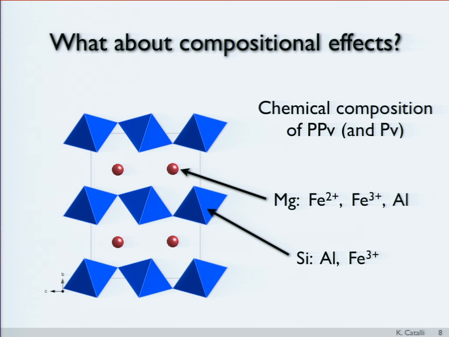So here we see the structure of post-perovskite again. I'm sorry, I should have mentioned this earlier. Here we have silicon-oxygen octahedra, and then we have magnesium atoms in between in these layers. And you can actually substitute ferrous iron, ferric iron, and aluminum in for the magnesium. And you can substitute aluminum and ferric iron in for the silicon. And this can affect the phase diagram. So it can affect the perovskite to post-perovskite transition, at what depth these transitions occur. And it can also broaden the transition. So you can get a region where you get both phases coexisting in equilibrium at the same time.